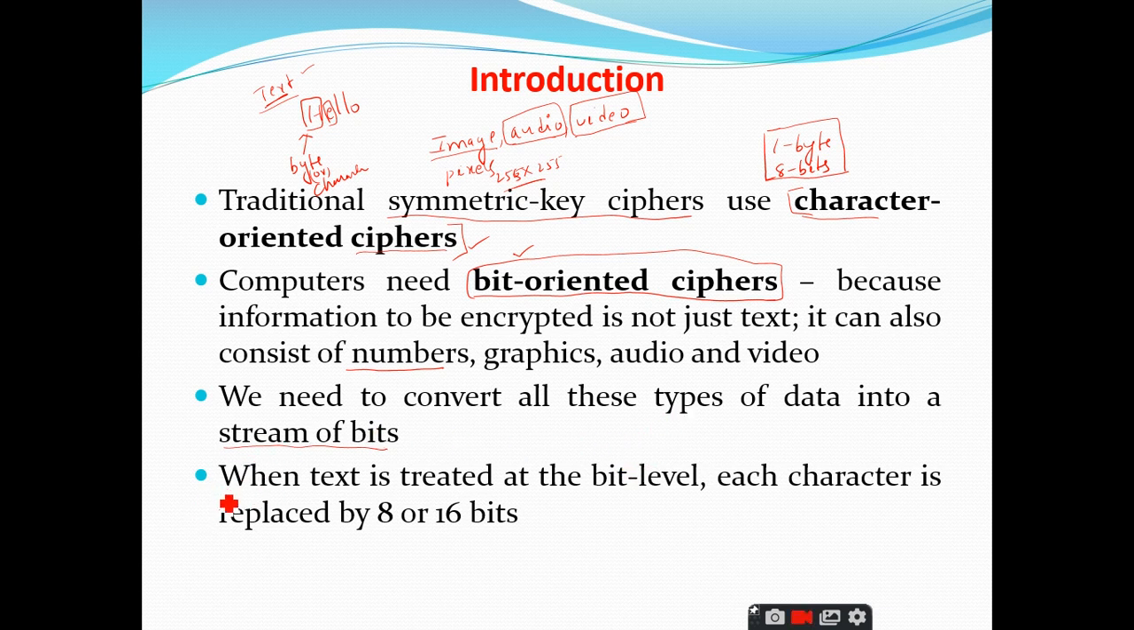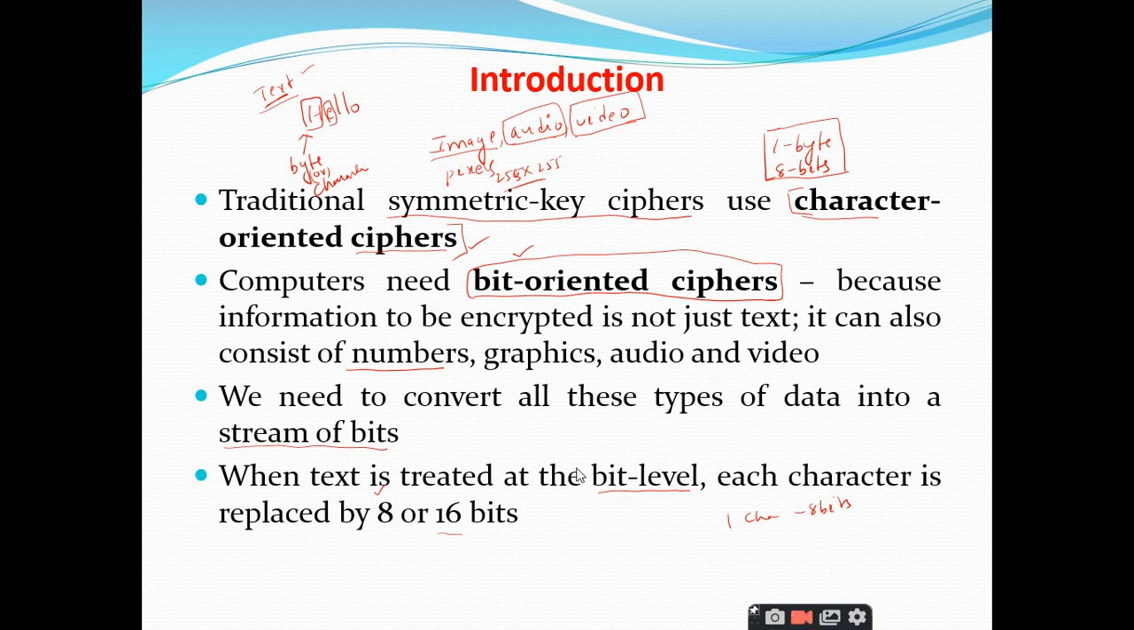So when text is treated at the bit level, I told that one character is equal to 8 bits. When you are dealing with textual data, you need to convert the characters to the bit level. We know that each character consists of 8 bits or 16 bits. Some computers support 16 bits also, but at max we will be dealing with 8 bits, right?